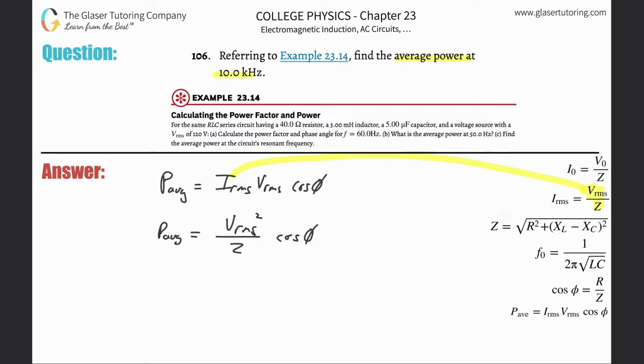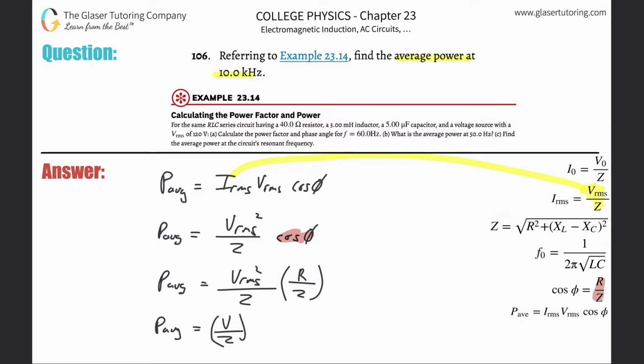Now I notice I have a relationship between the phase angle and the impedance. So I'm going to do this substitution. I'm going to take this, because it's equal to the cosine of the phase angle, and substitute it. Now we get P average equal to the root mean square voltage divided by Z, multiplied now by R over Z. So this works out to be P average equal to V over Z squared, times R.